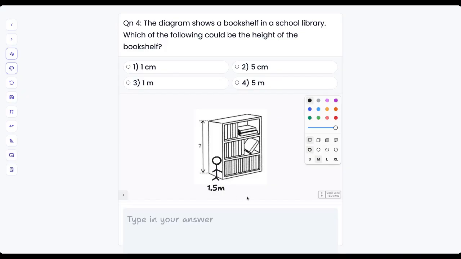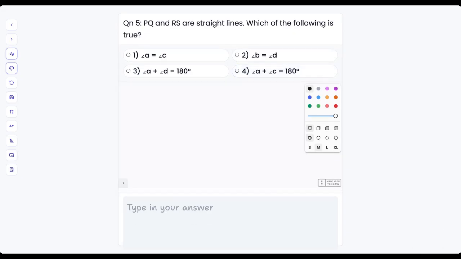What would be the height of this thing? It can be 1 centimeter, can be 5 centimeters. Can it be 1 meter? Not really, because it will be below you. If it's 1 meter, it will probably be this tall. So I don't think so. The answer to this is 5 meters in this case. All right, let's move on to the next question.